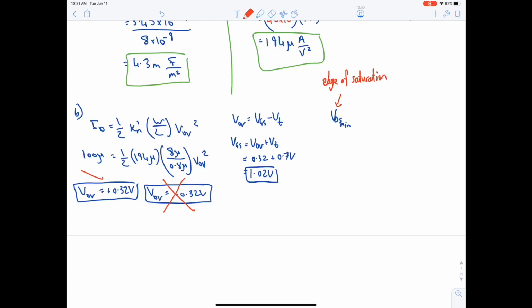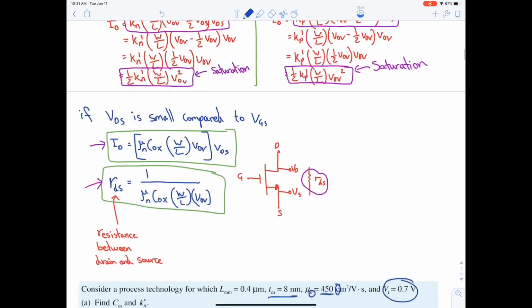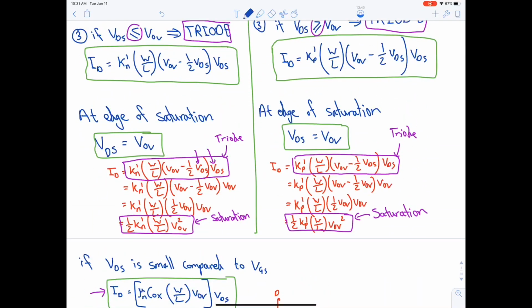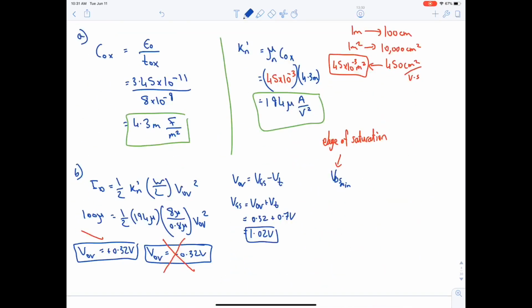Now, when VDS minimum is edge of saturation, we know that at edge of saturation, VDS is equal to VOV. VDS is equal to VOV, and VOV is equal to 0.32 volt. So we're done for the second part.